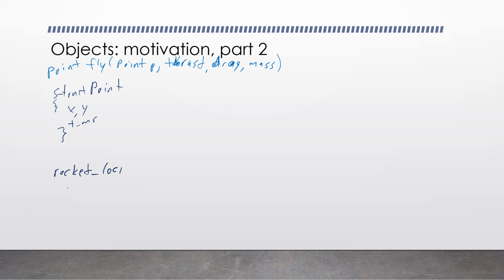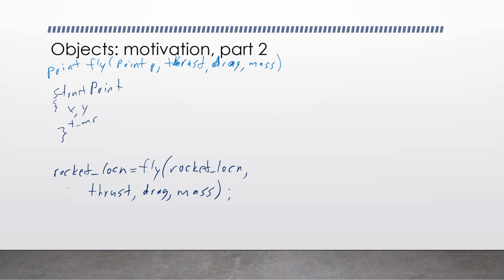Rocket location equals fly of current rocket location, but also we have to pass it thrust, drag, mass each time. And what would happen if we were keeping track of multiple rockets? Well, we'll get to that in the next slide.